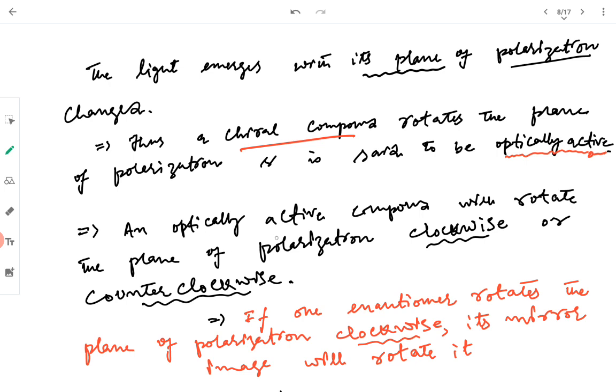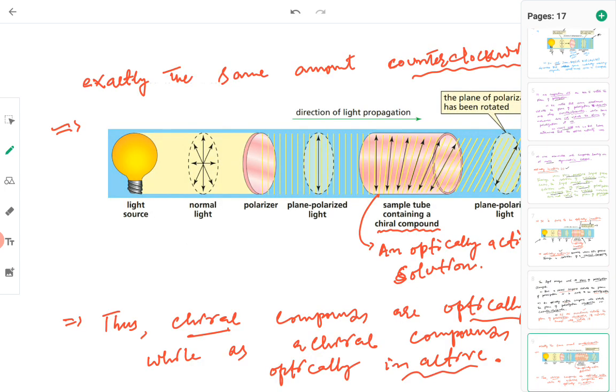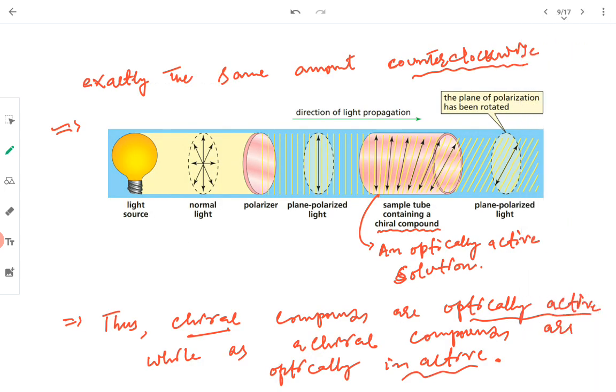So an optically active compound rotates the plane of polarization to the right or to the left, clockwise or counterclockwise. And you have to note down here, if one enantiomer rotates the plane of polarization clockwise, its mirror image will rotate this PPL exactly the same amount counterclockwise. Suppose you have two enantiomers of a particular compound. If one rotates to the right, the other enantiomer will rotate the plane of polarization exactly the same amount to the left, right?